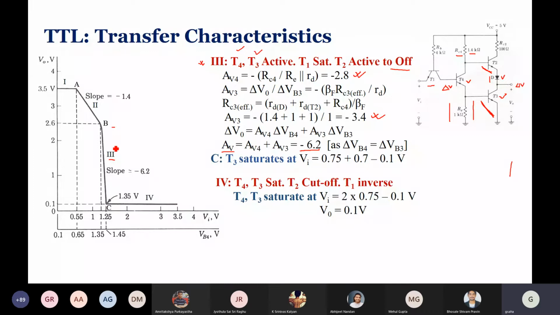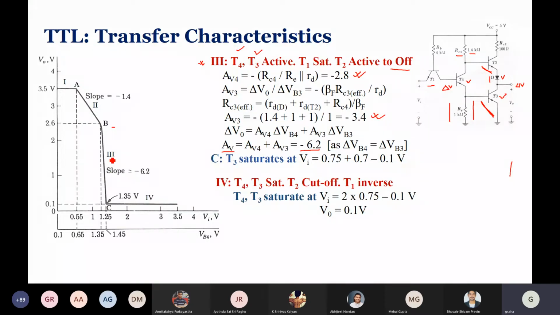This is just to get an idea of the nature of the slope, the nature of this curve, and if you try to quantify this slope, the rate of fall, this is how you can come up with some numbers which are reasonably close. So this is your minus 6.2 that you can see. This is the slope.